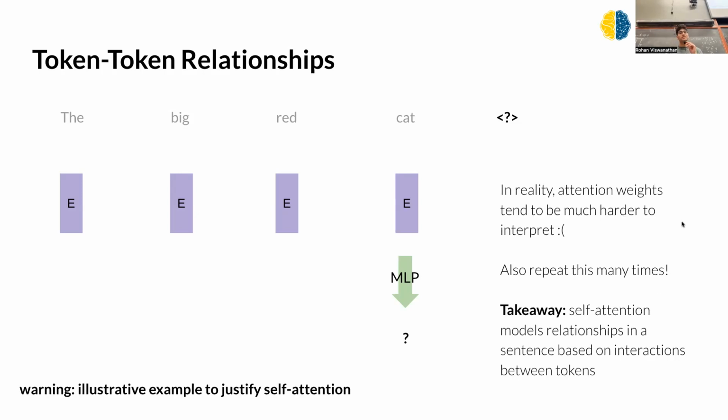In reality, attention weights tend to be a little harder to interpret, right? This isn't exactly how self-attention works, where we're looking to see whether we've seen a verb in the past, or we've seen X amount of nouns in the past, et cetera. This is an oversimplification to kind of gauge how this process works at a high level. We want to, in reality, repeat this many, many times and develop these implicit representations to come up with probability distributions for what the most likely next word is. The takeaway is that self-attention models relationships in a sentence based on the interactions between tokens in the same sentence itself.